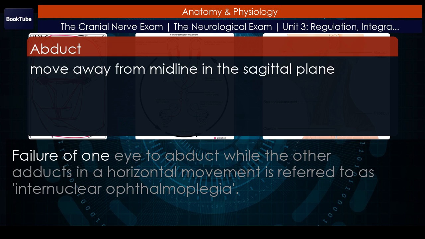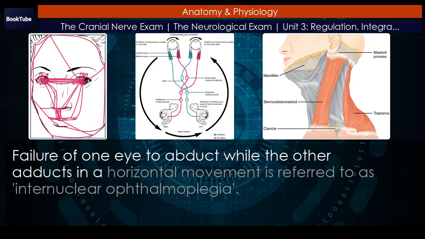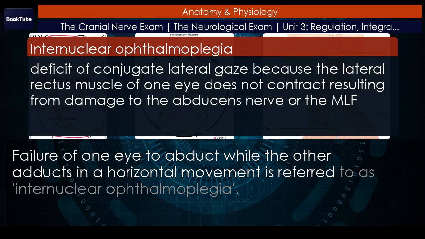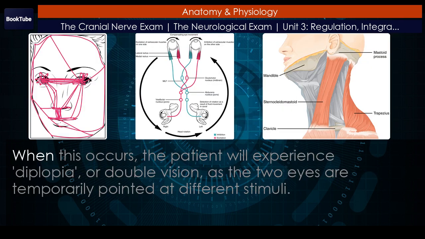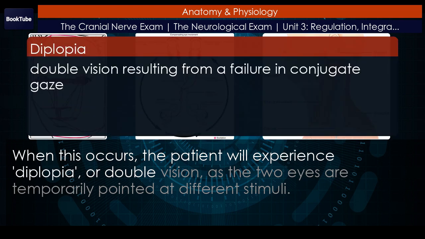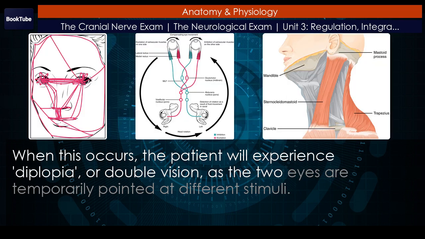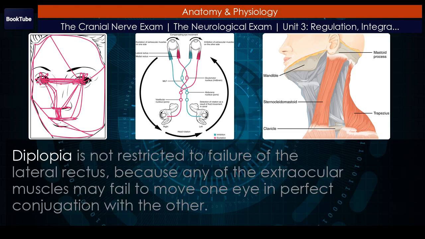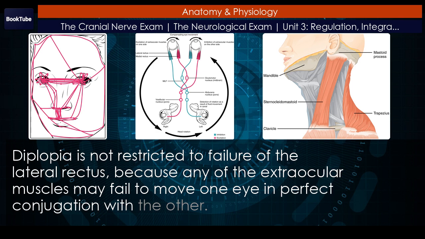Failure of one eye to abduct while the other adducts in a horizontal movement is referred to as internuclear ophthalmoplegia. When this occurs, the patient will experience diplopia, or double vision, as the two eyes are temporarily pointed at different stimuli. Diplopia is not restricted to failure of the lateral rectus, because any of the extraocular muscles may fail to move one eye in perfect conjugation with the other.